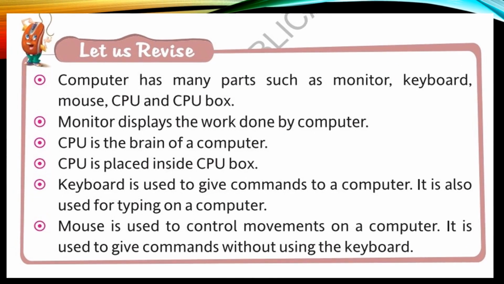Now let us revise what we studied today. In this chapter, we studied that computer has many parts such as monitor, keyboard, mouse, CPU and CPU box. Monitor displays the work done by computer. CPU is the brain of a computer. CPU is placed inside CPU box.